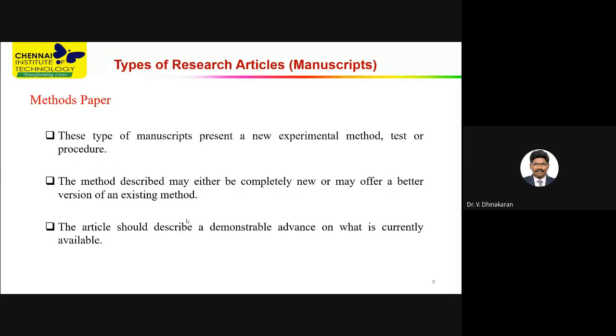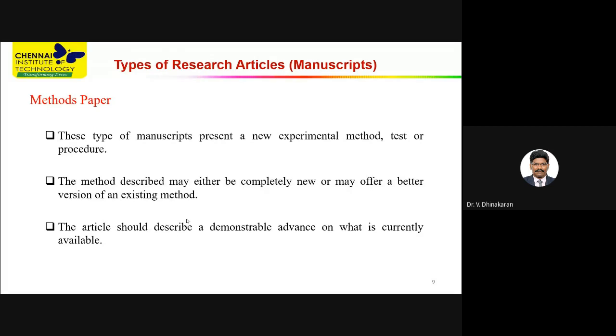And the methods paper. A methods paper means you are developing a new method to carry out experiments, and developing new testing procedures to evaluate parameters, such as mechanical parameters or metallurgical parameters, of a particular study. That type of research article is called a methods paper. So ASME and ASTM often develop standards or test procedures, so they come under methods papers. So these are the five types of research articles.